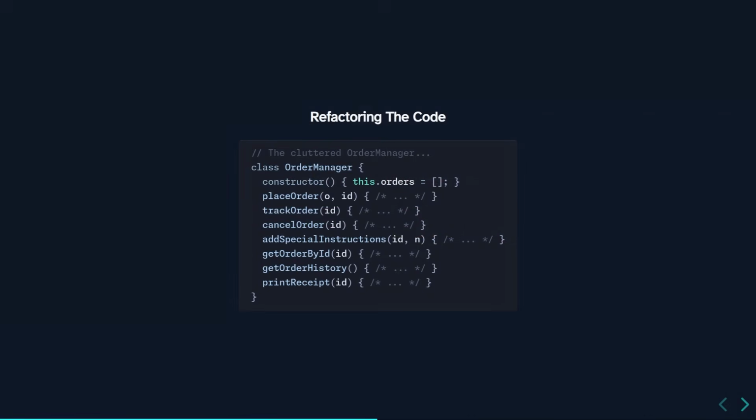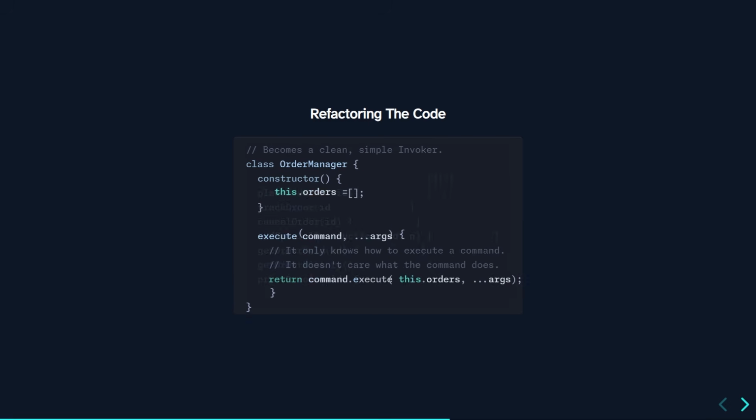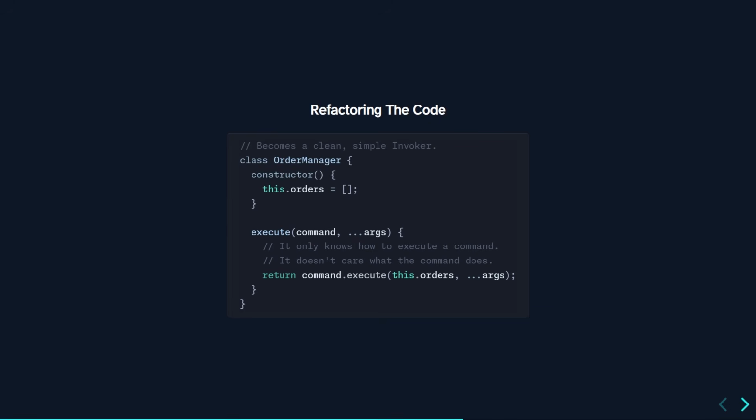We start with our cluttered order manager, and with the command pattern, we refactor it into this. Beautiful. It's now a simple invoker. It has only one job: to execute any command it's given. It's clean, simple, and follows the single responsibility principle. So where did all that logic go?